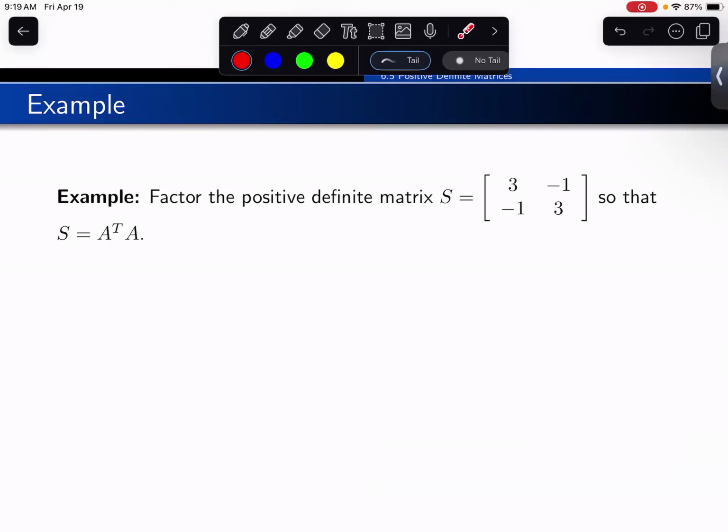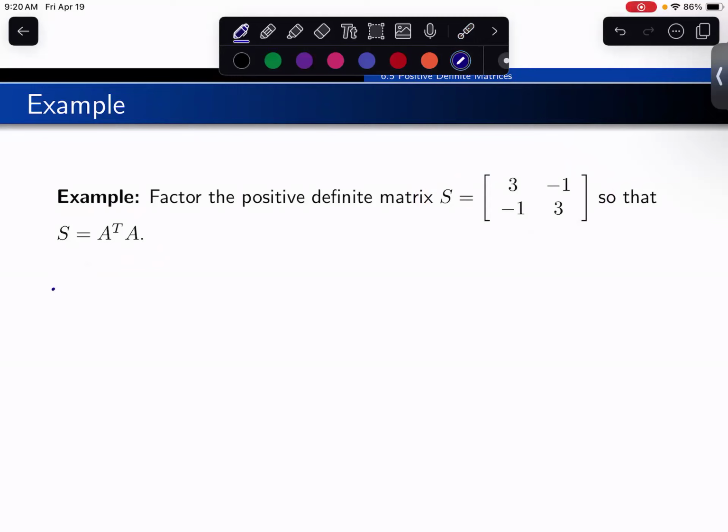Okay, so this example is just looking at the decomposition we established a couple of slides ago, except we're going to be looking at a specific positive definite matrix. So we're going to let S be equal to 3 minus 1 minus 1, 3. And we want to factor S in terms of A transpose times A. Factoring S in terms of A transpose times A just involves performing diagonalization. So we want to determine the eigenvalues and eigenvectors of S, and then go through with the diagonalization.